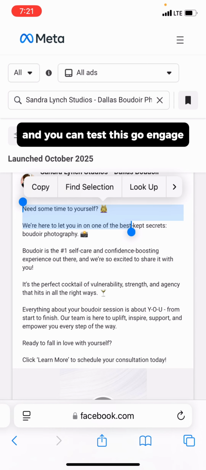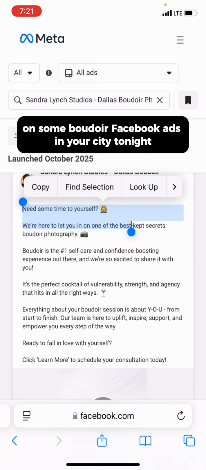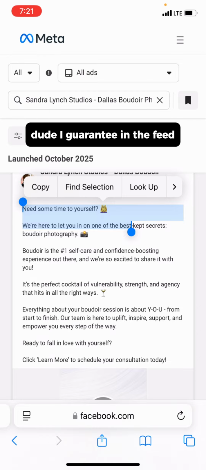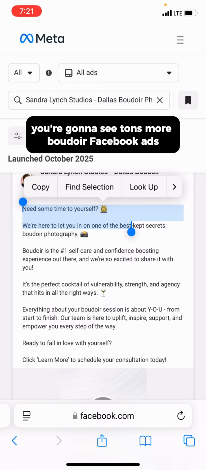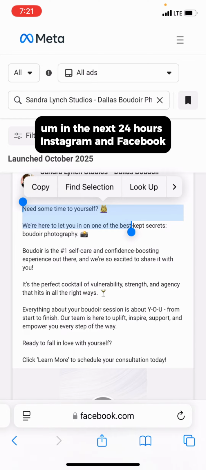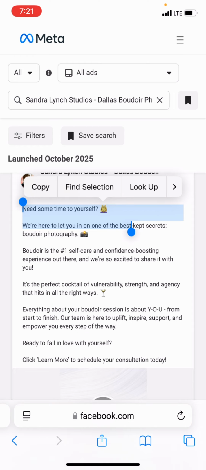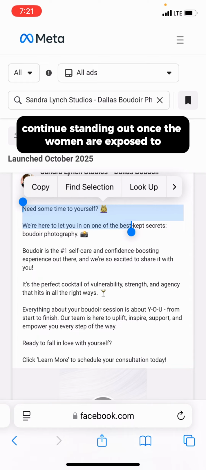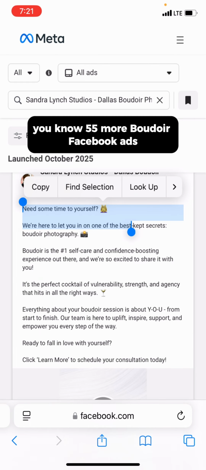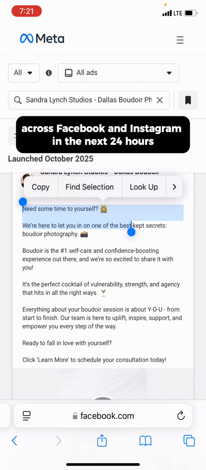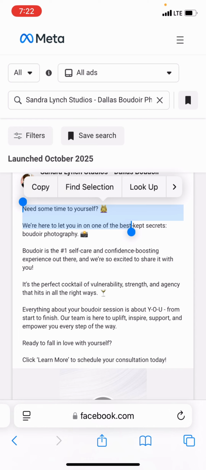The more specific we get, the more those competitor ads, which are guaranteed to show up because that's how the Meta ad algorithm works on Facebook and Instagram, don't matter. Even if they see all these ads, they're not relevant to them because those ads never got as specific as us. And you can test this. Go engage, click see more, click the video, click the photo, click the link on some boudoir Facebook ads in your city tonight. I guarantee in the feed you're going to see tons more boudoir Facebook ads in the next 24 hours, Instagram and Facebook. So that's how we stand out and continue standing out once the women are exposed to 55 more boudoir Facebook ads across Facebook and Instagram in the next 24 hours.